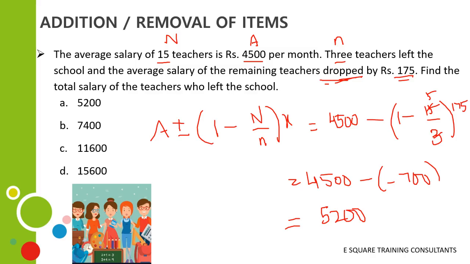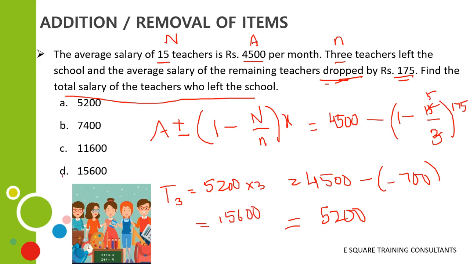And we are supposed to find the total salary of the teachers. So the total number of teachers is 3. The total salary of all the 3 teachers will be the average salary, which is 5,200, into the number of teachers who left the school, which is 3. So this is 15,600 and it is option D. Got it? So let's move to the next question and solve using the same strategy.